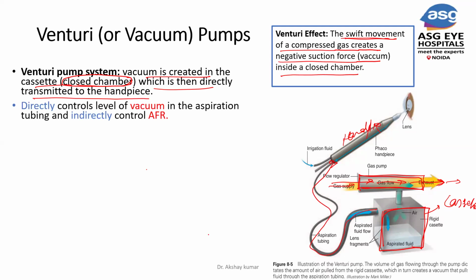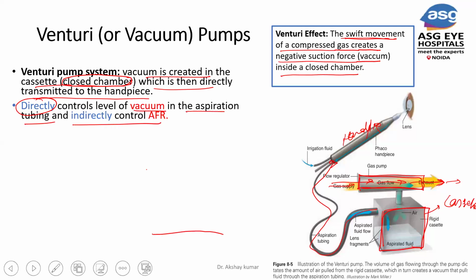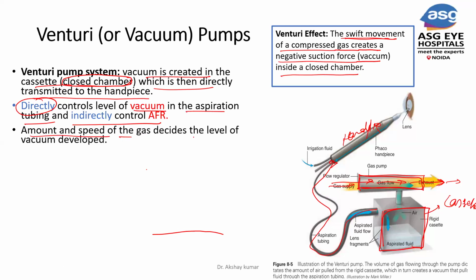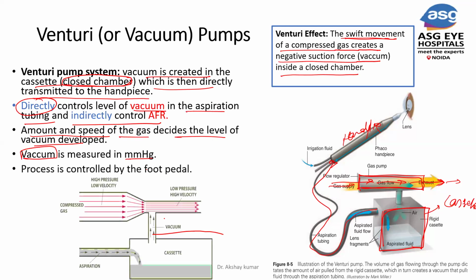As I told you previously, the Venturi pump directly controls the vacuum in the aspiration tubing and indirectly controls the aspiration flow rate. The amount and speed of the gas decides the level of vacuum developed. Vacuum is measured in millimeters of mercury, mmHg. This is the same diagram.